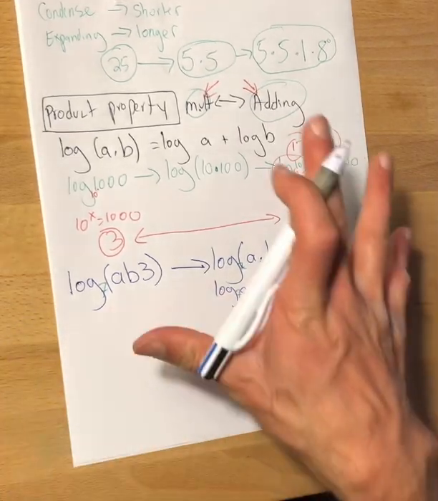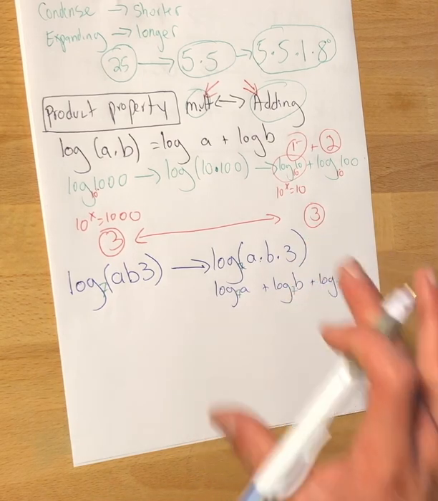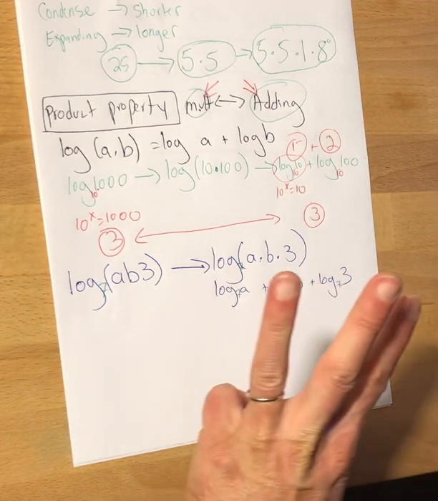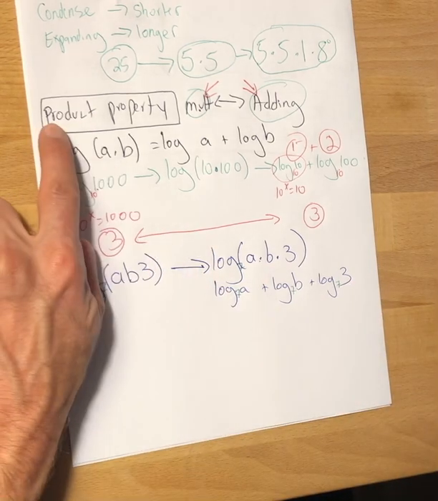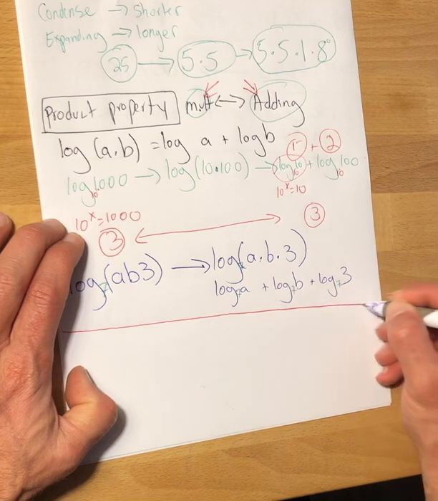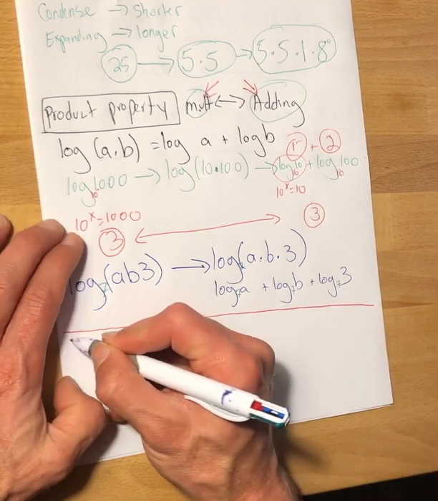Okay, we're going to get to some pretty in-depth expansions in a little bit, but I want to introduce you to 3 properties. First is product property. The second property is called quotient property.